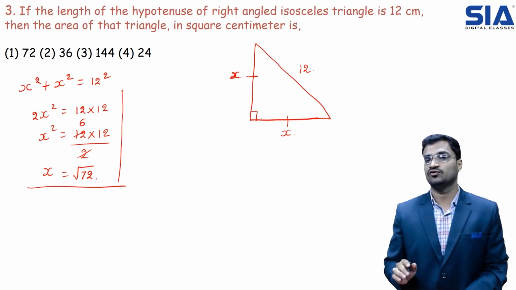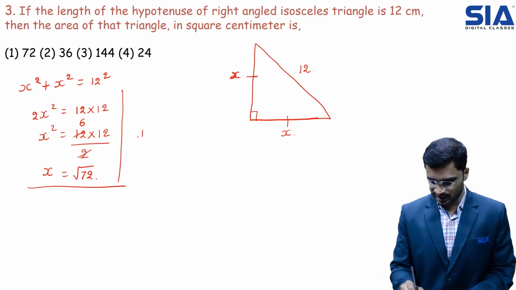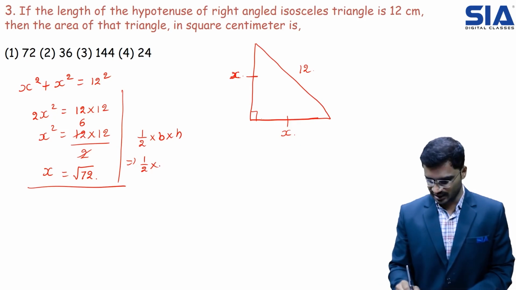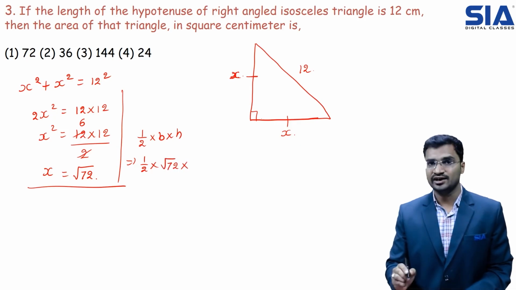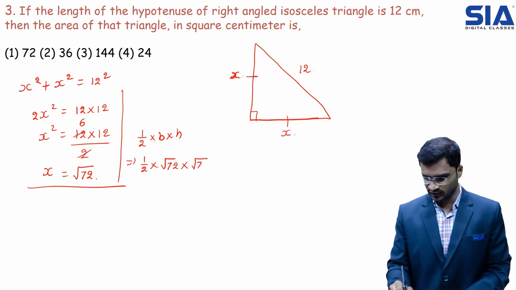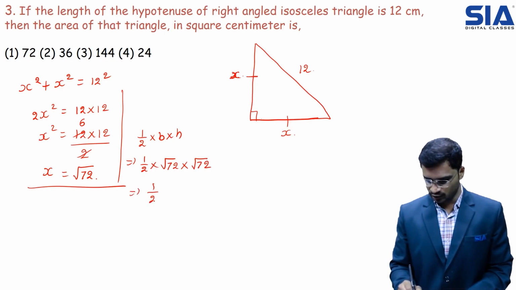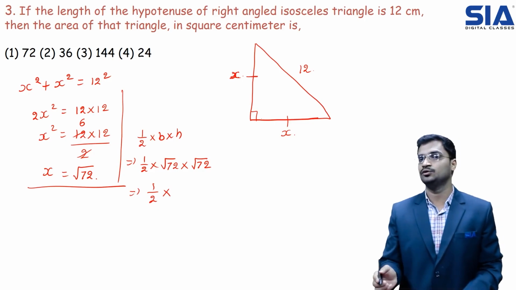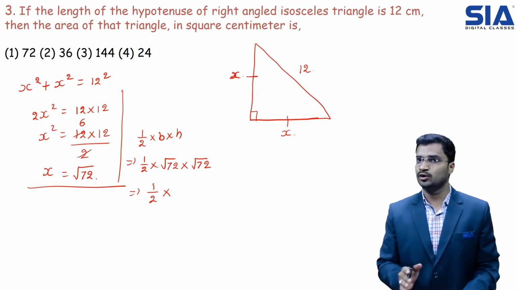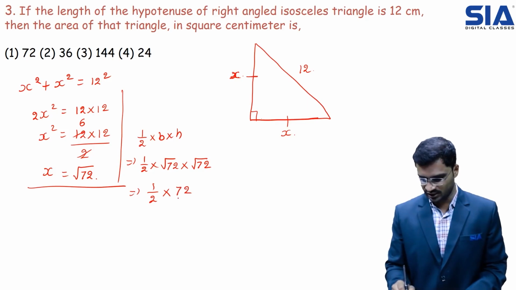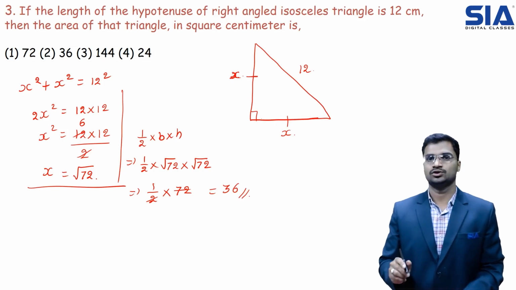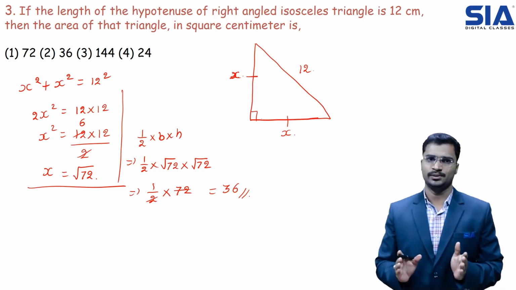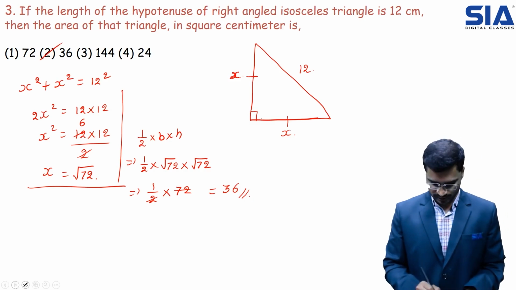Now what we have to do is we have to find the area of this triangle. Area of a triangle is equals to half base into height. Now 1 by 2, base of this triangle is x, which is under root of 72, and height of this triangle is also x, which is under root of 72. Now 1 by 2 into root 72 into root 72 gives us root 72 square. Square and root gets cancelled. Now we are left with 72. So 72 divided by 2 gives me an answer of 36. So area of this triangle is 36 centimeters square. So our answer is option 2. Now coming to the next question.